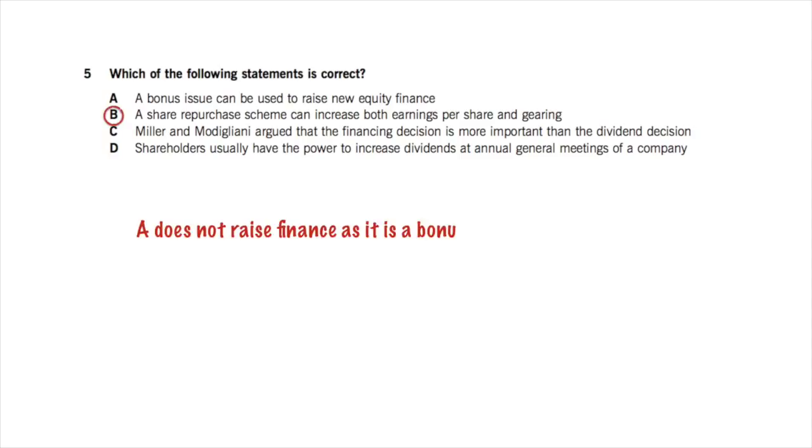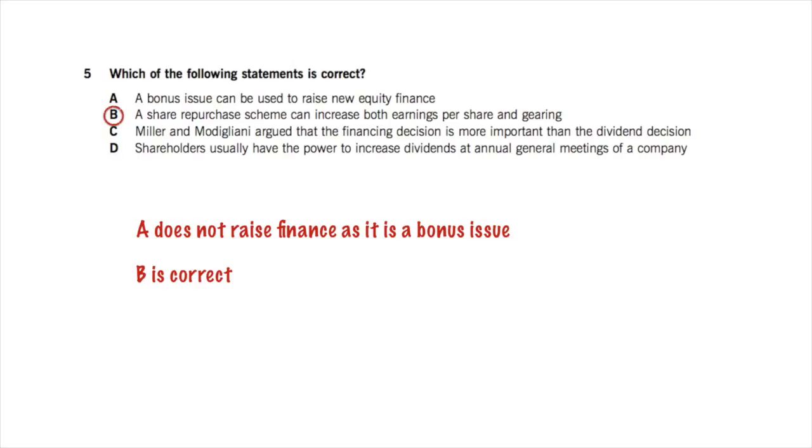First of all, answer B I've said is correct already. Let's see why. A doesn't raise finance because it's a bonus issue. So a bonus issue is where you issue shares in return for nothing. You give them to your current shareholders for nothing. So that's not going to raise finance. Incorrect. B, I've already said that's the right one. It is correct. Why is that?